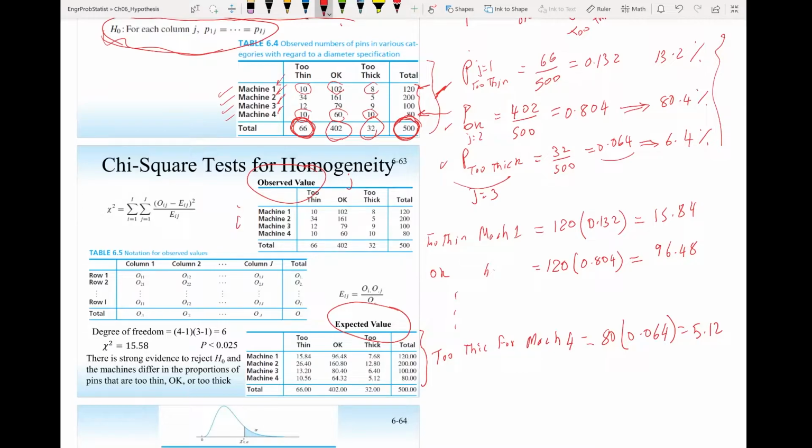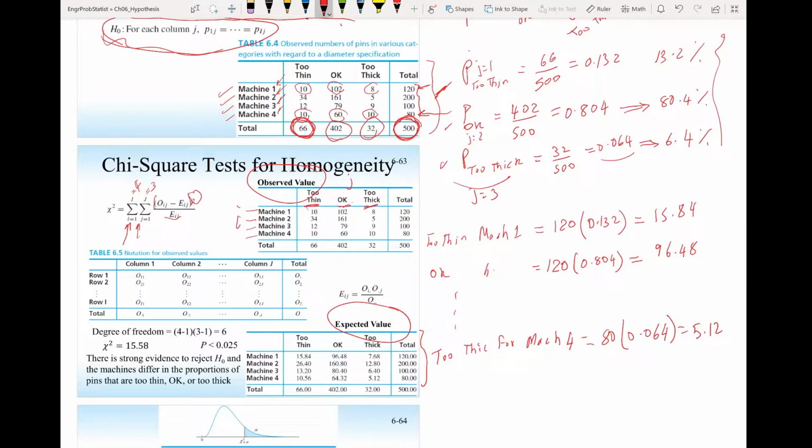And again, the same as before, we cannot just subtract and add because some differences will be positive, some will be negative, so we square them. And then we normalize them by dividing by the expected value. And here, why do we have two summations? I here stands for the row. So we have 4 machines, 4 rows, so this capital I equals 4. J here stands for, you can call it, category: too thin, okay, too thick. So there are 3 of them, so J here equals 3.